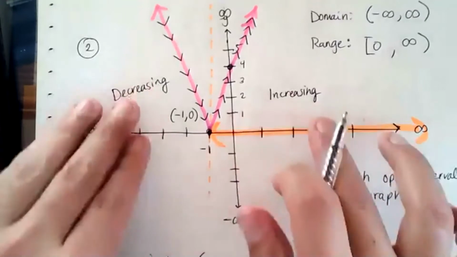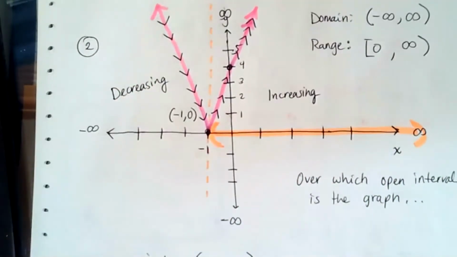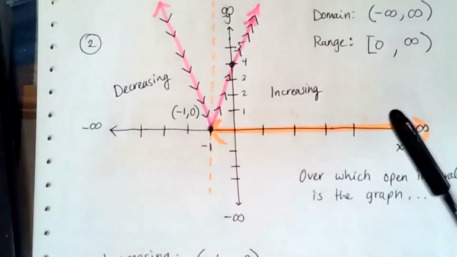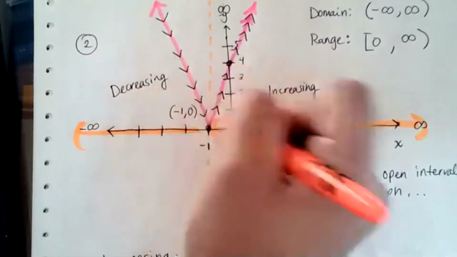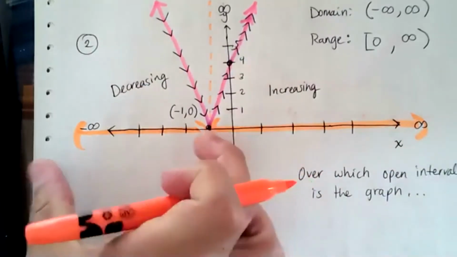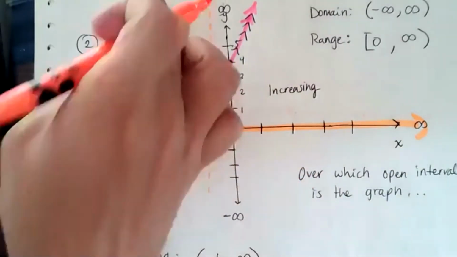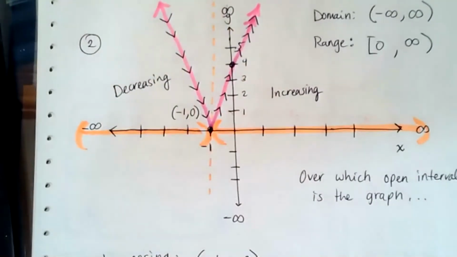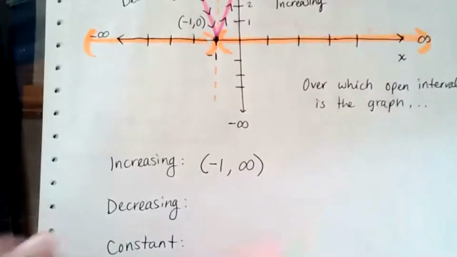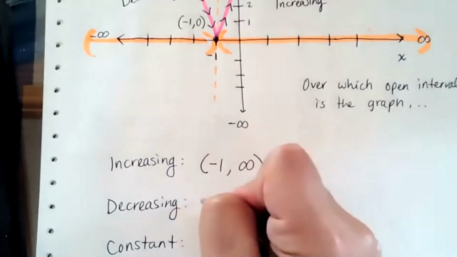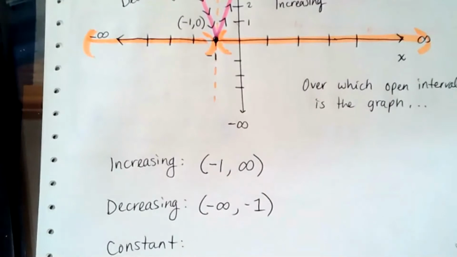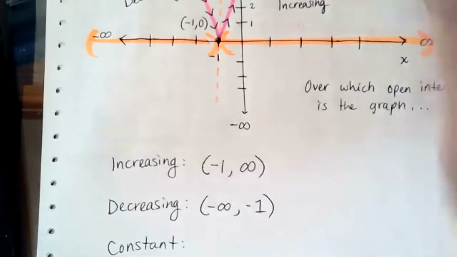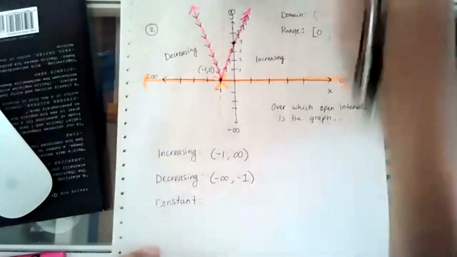Well, since we've labeled the graph already, we can see now a little bit more clearly that the left-hand side of the graph extends from -infinity all the way to -1, and that's the portion of the graph where it's going down. So we can say that this graph is decreasing from -infinity to -1. Does that make a little bit of sense?